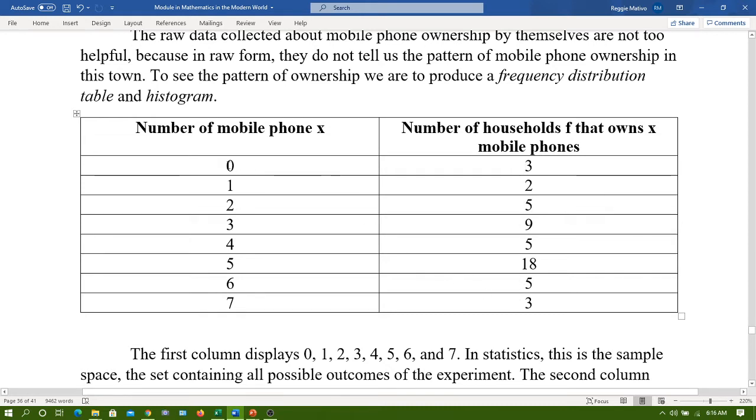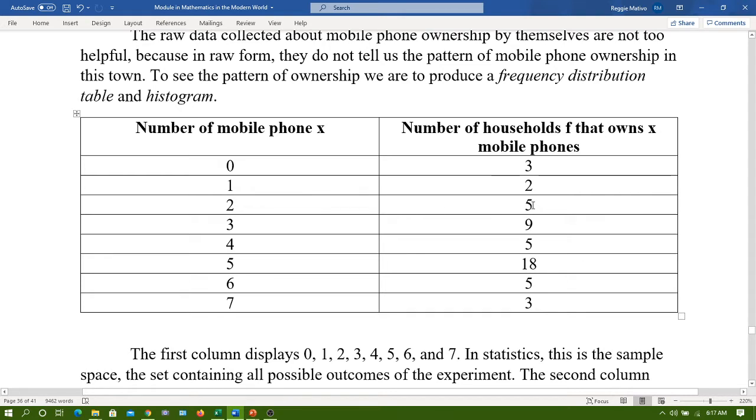Okay, so there is a 0, 1, 2, 3, 4, 5, 6, 7. 7 is the highest number of cell phones that you can observe in a household. So how many households, F, own X mobile phones? For 0, there are 3 households that have no cell phone. There are 2 households that have 1 cell phone at home.